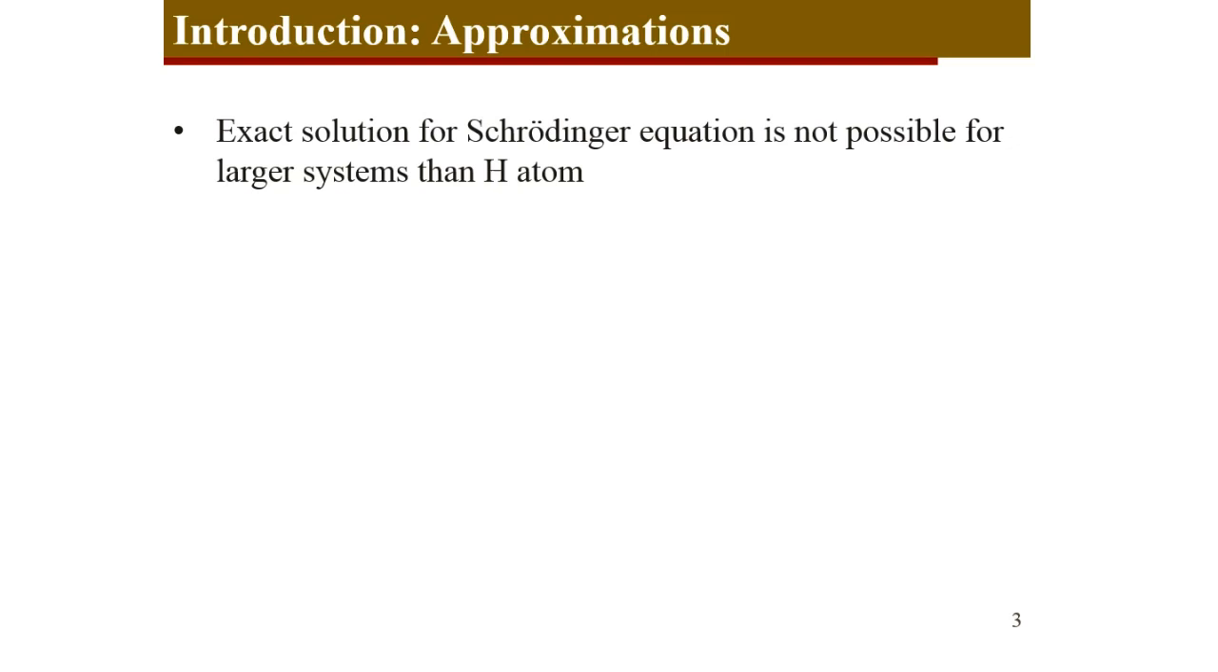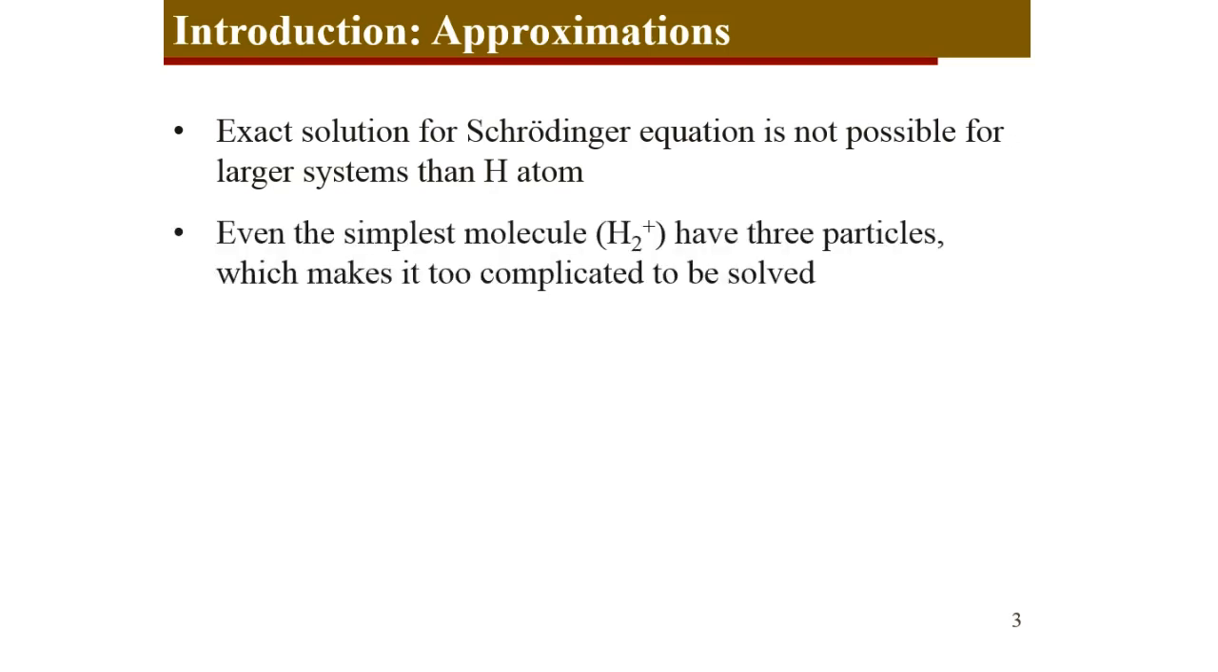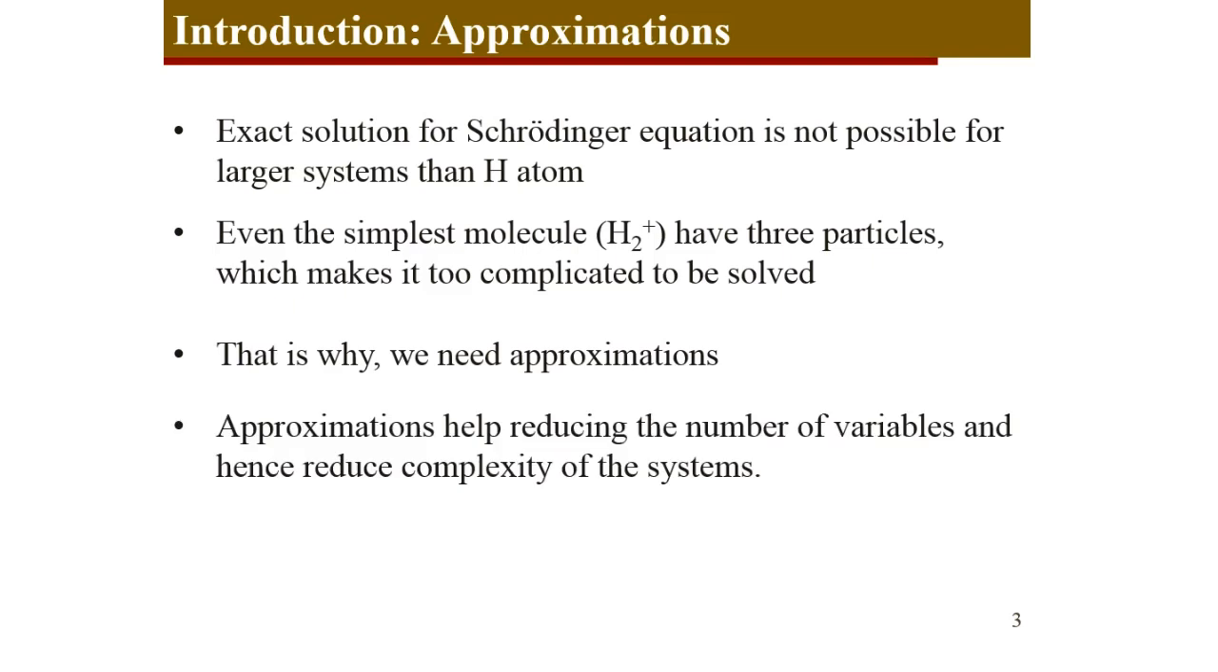A molecule contains at least two nuclei and a minimum of one electron. This system is quite complicated. For example, the hydrogen molecule ion is the simplest molecular system, and the exact solution of the Schrödinger equation for this is not possible. That is why approximations are proposed, which help to reduce the complexity of the system.